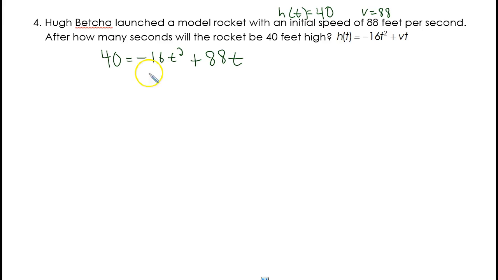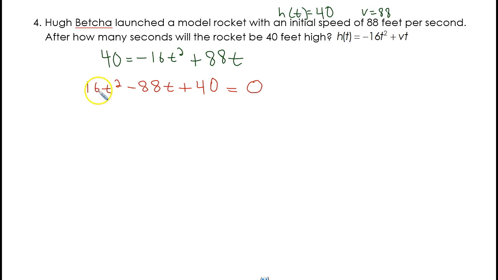So I'm going to add 16t squared to the left. I'm going to subtract 88t to the left. And this positive 40 is already on the left, putting those in descending order. On the right side, after adding 16t squared and subtracting 88t, we have 0 left behind.